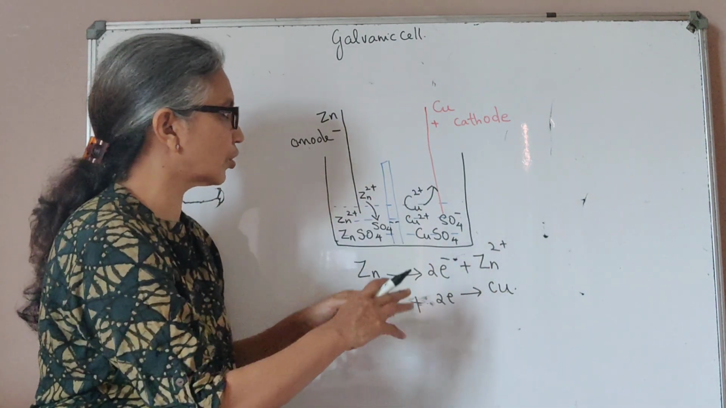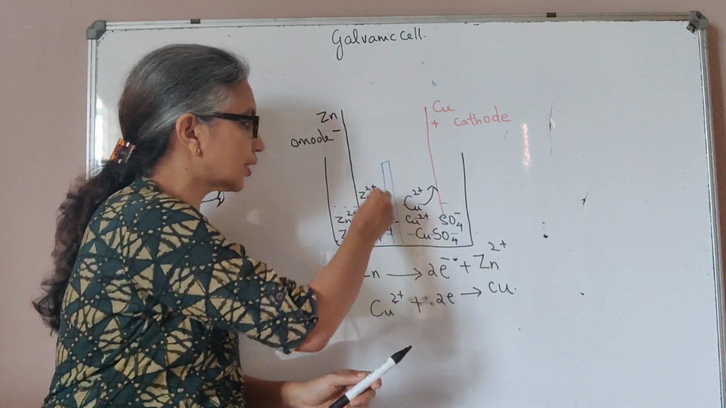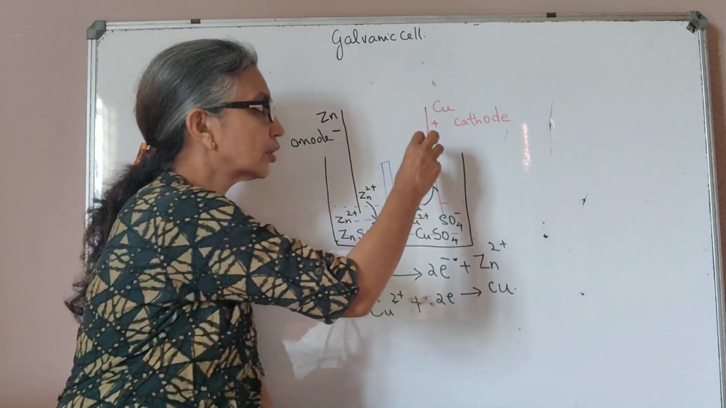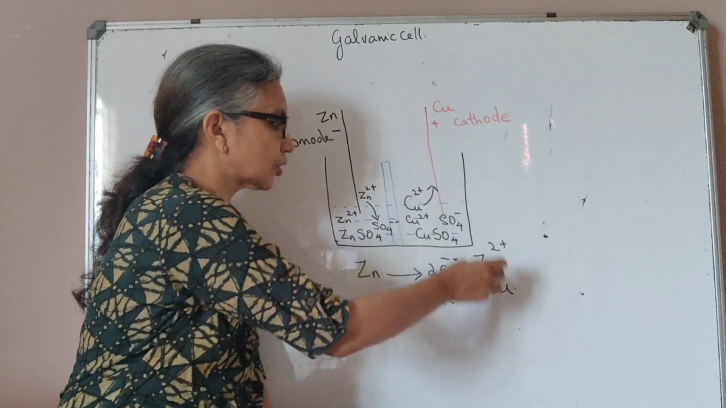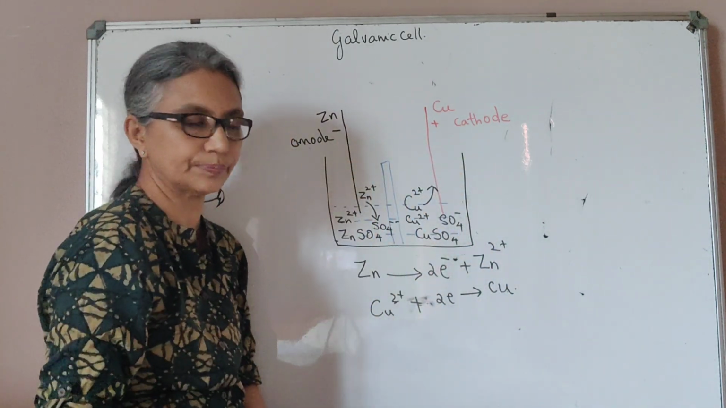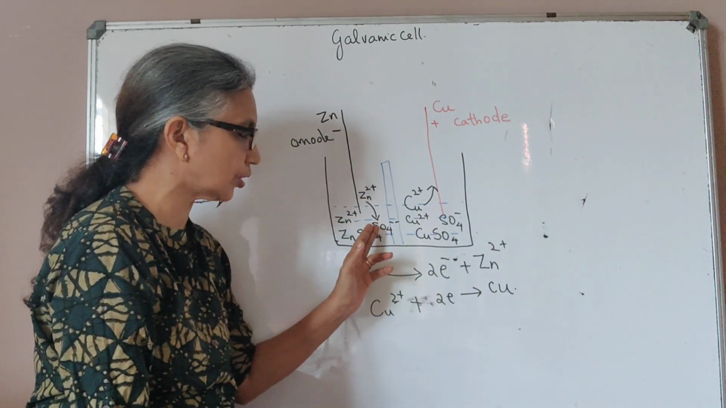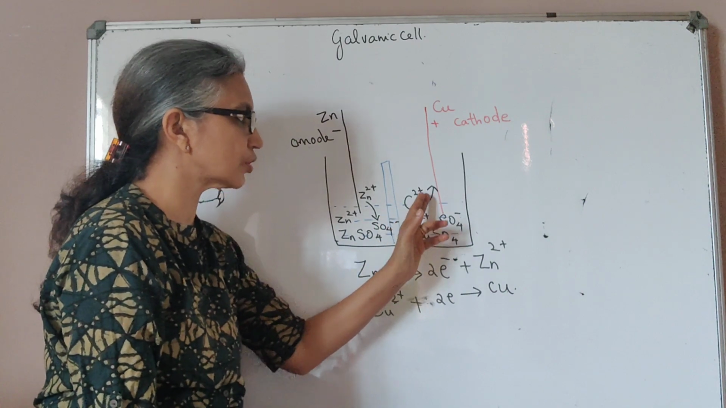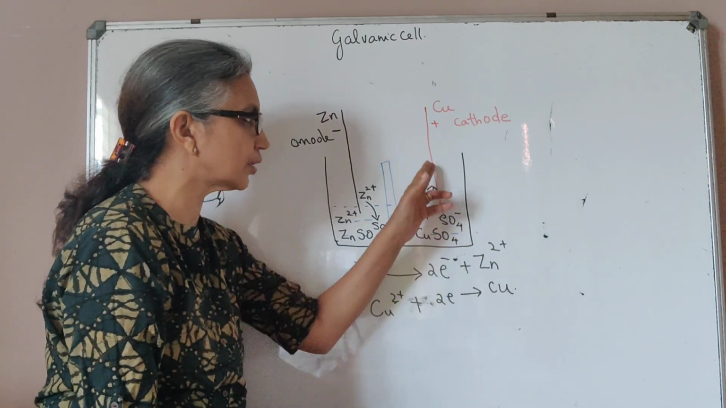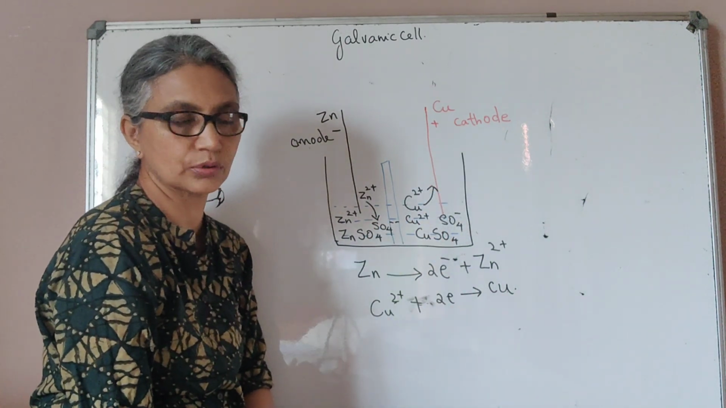So as the reaction goes on, the zinc rod losing these ions will become thinner and thinner. The copper rod accepting these copper atoms will become thicker and thicker. So here we have the zinc ions moving into the electrolyte. Here we have the copper ions moving and becoming copper atoms and depositing themselves onto the copper cathode.